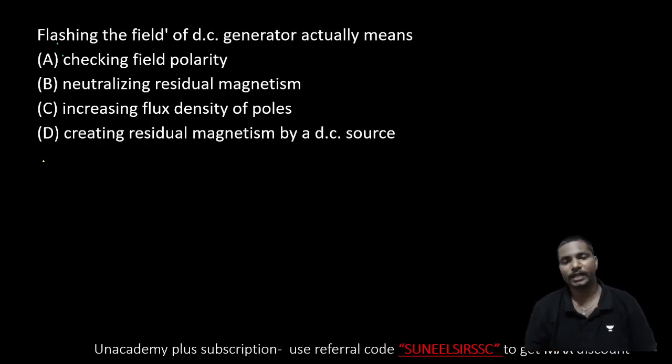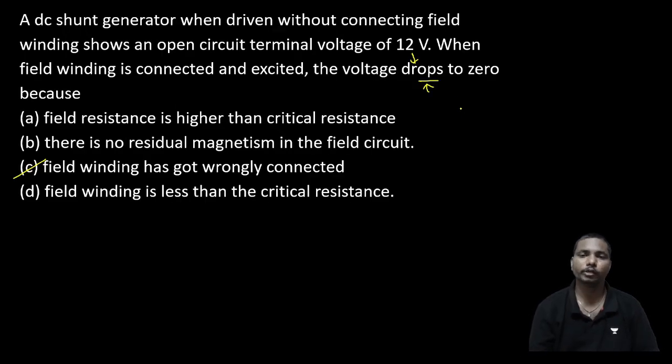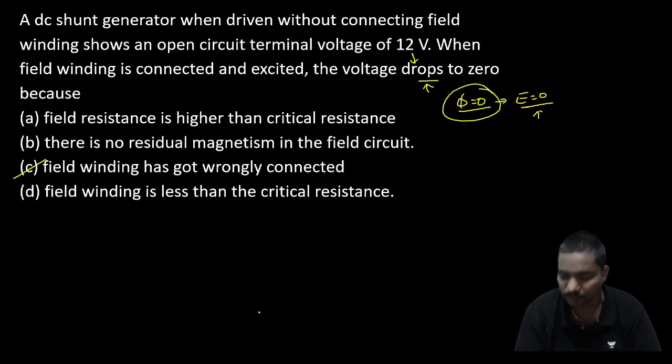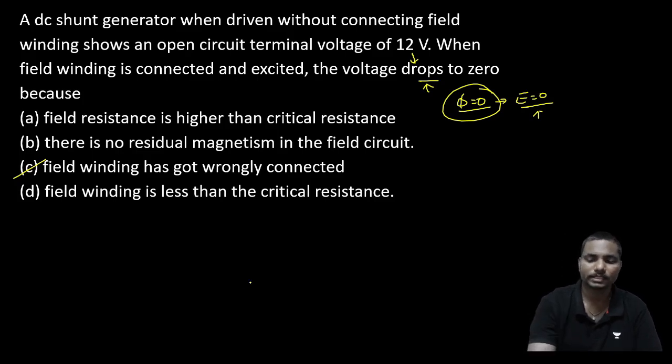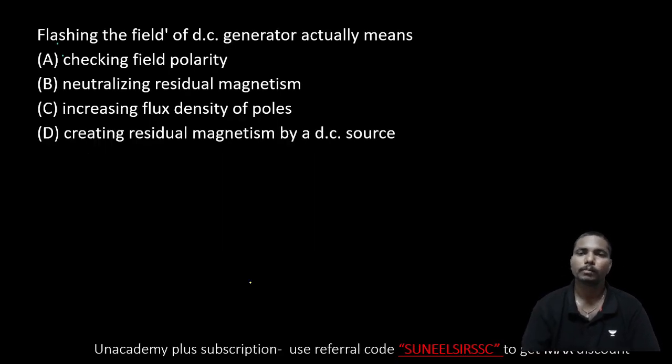Whenever the field winding has been wrongly connected, the resultant flux is 0, so the EMF is also 0. In this case, when the total flux becomes 0, you don't have residual magnetism. So again we have to get some residual magnetism. For that, what are we doing? The method is called field flashing. We connect a DC supply for a small amount of time, then it will regain its residual magnetism, and then again it will be ready to build up the voltage.